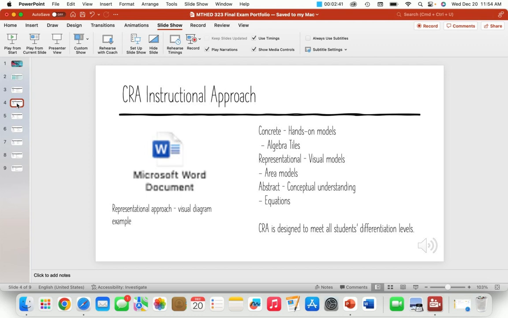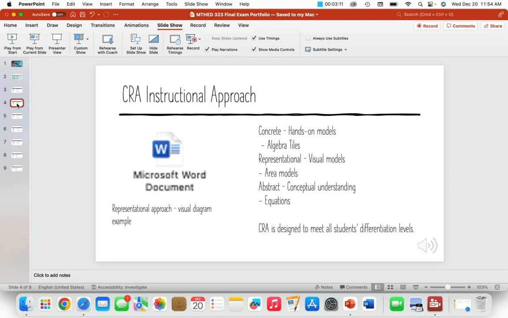Some of the examples I included were, concrete could be algebra tiles or any sort of manipulatives, and then representational, I included area models as these are 2D, and then abstract, these would be like the equations. When students have that deep understanding, now they can work on the procedural understanding. And then I included a document of me using the representational approach to solve one problem.